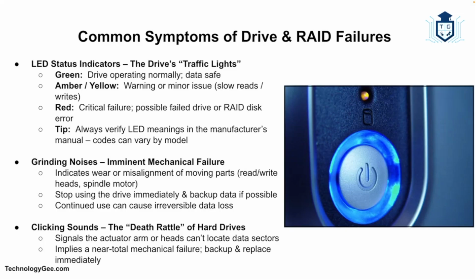If you see a green LED, this generally indicates that the drive is operating normally, everything's good, and your data should be safe. If you see an amber or yellow LED, this could indicate warnings or minor issues with the drive. It might be experiencing minor issues like a slow read or write process. Now, if you see a red LED, this usually signals a critical error. And this could be a failing drive or an issue in your RAID array, such as a failed disk.